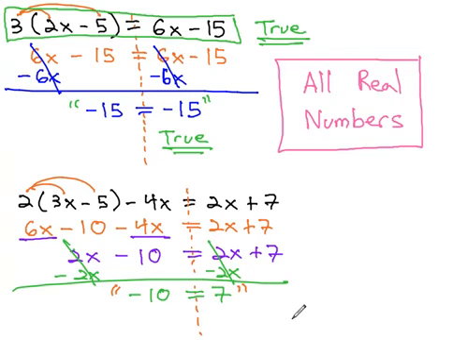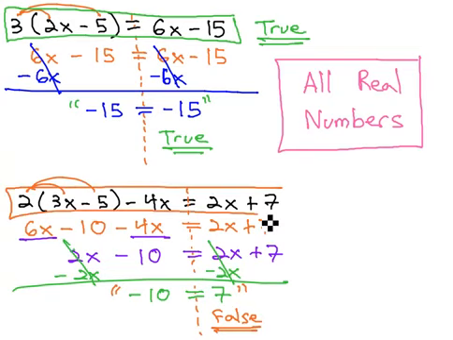But what's different about this problem is negative 10 is not equal to 7. We have a false equation. This equation is never true. Negative 10 is never the same as 7. So what might that imply about the original problem? This problem is also always going to be false.